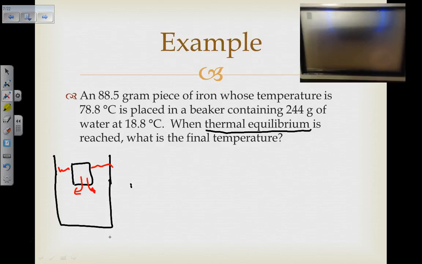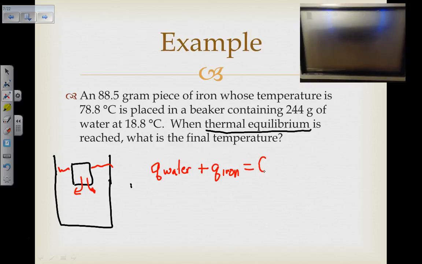So what we know is that the amount of heat that is gained by the water plus the amount of heat that is gained, or in this case lost, by the iron, have to equal each other, just one is gaining and one is losing.